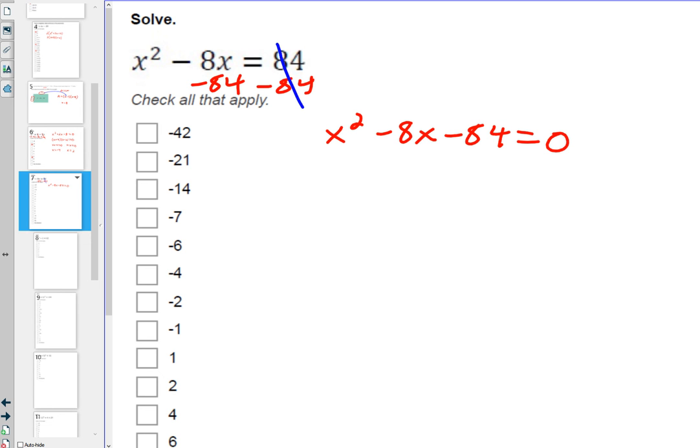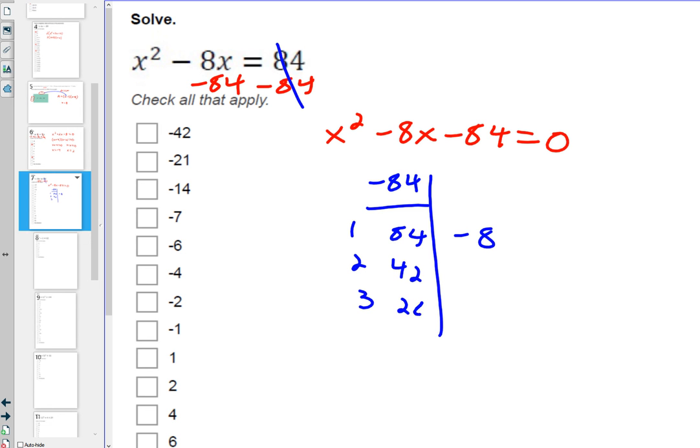This scares some people into using the quadratic formula, but with a being 1, I would still try to do factoring. Maybe you need to write it down. Well, two numbers multiply to give you negative 84 and add to negative 8. 1 and 84, 2 and 42, this can all be done with a calculator, 3 and 28, 4 and 21, 5 doesn't work, 6 and 14. 7 does work, 12 times 7, right? Yep. 8 does not work, 9 does not work, 10 does not work, that's it.